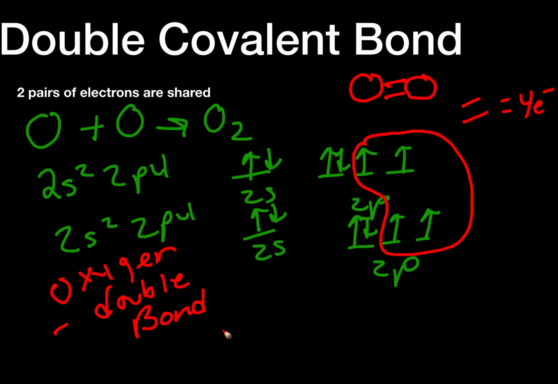Because oxygen's in group 6A, and they want to gain 2 electrons, right? So they want to form double bonds. That's not the case all the time, though. Sometimes you might have to guess and check for that. But most of the time, or a good amount of the time, oxygen likes to form double bonds.